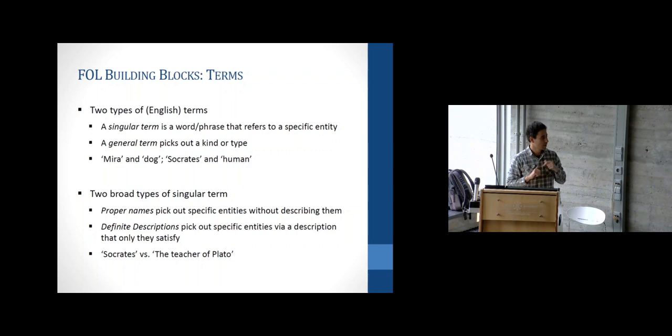Likewise with definite descriptions, they aim to pick out a particular thing. Sometimes they fail. We will see an example, the present king of France, that's a description. France doesn't have a king, so this description doesn't do much. We'll get to that later.